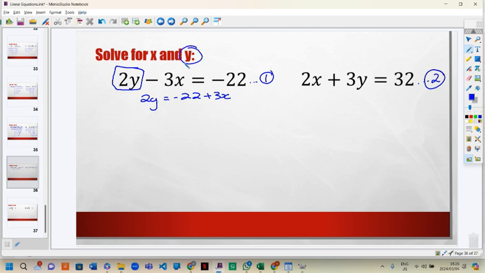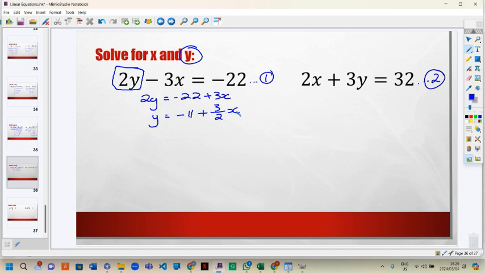Remember, I'm making y the subject. So y is equal to, I need to divide by 2 everywhere. Divide by 2 everywhere. And here I'm going to get negative 11 plus 3 over 2x.